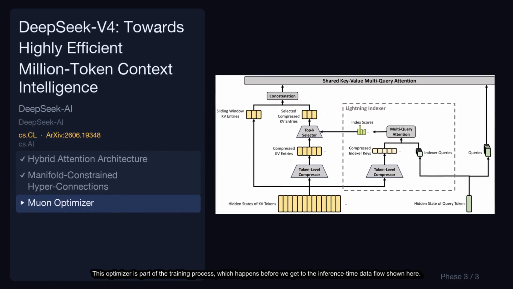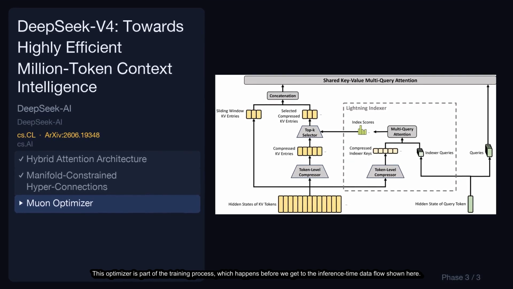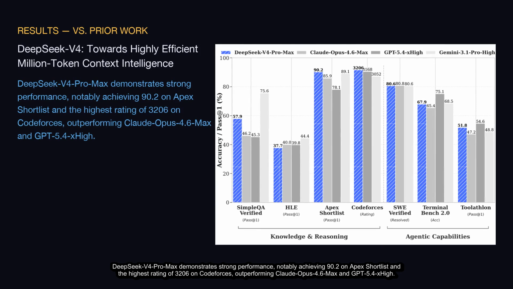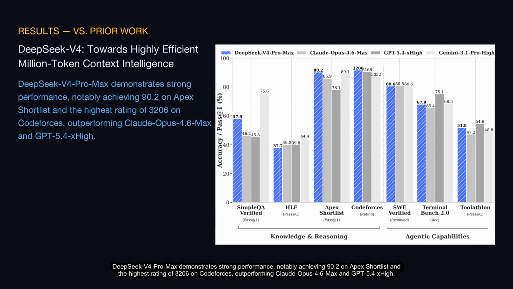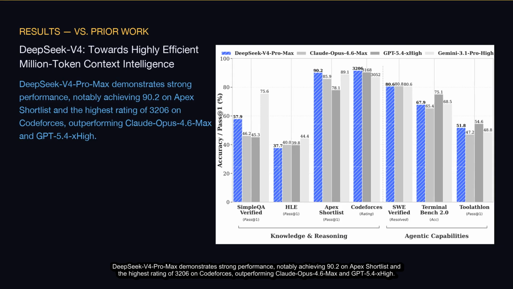This optimizer is part of the training process, which happens before we get to the inference time data flow shown here. DeepSeek-V4 Pro Max demonstrates strong performance, notably achieving 90.2 on Apex shortlist and the highest rating of 3,206 on Codeforces, outperforming Claude Opus 4.6 Max and GPT 5.4x high.